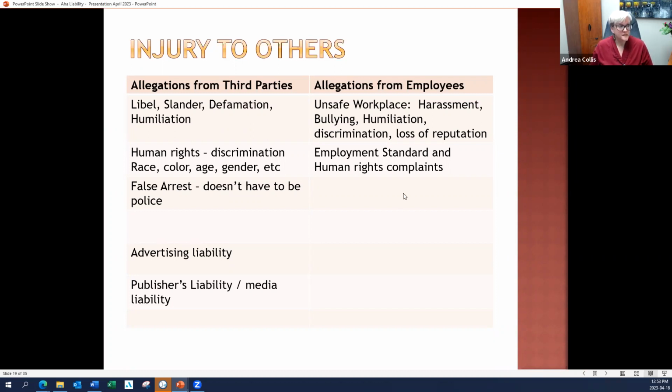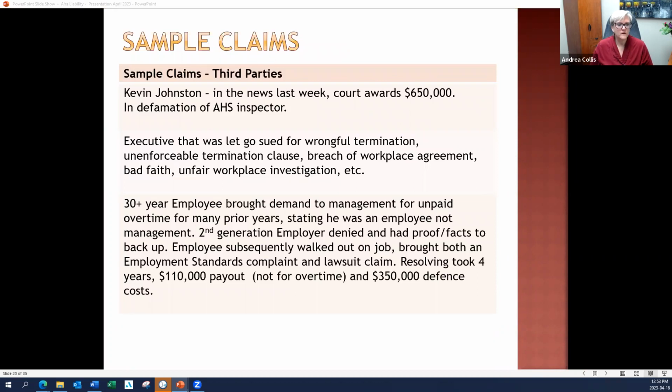So let's look at some specific claims in this area. I pulled these ones. Obviously this week, there's been a lot of press over the defamation award against Kevin Johnston, our former mayoral candidate. I would say that this is pretty unusual and obviously extreme from what we might see. I don't think I've ever had a defamation or slander type of claim in my office. A lot of times that coverage is rolled into the commercial general as an extension, so it's not something you have to go out and buy specifically. However, publisher's liability or your social media liabilities can be a little different.